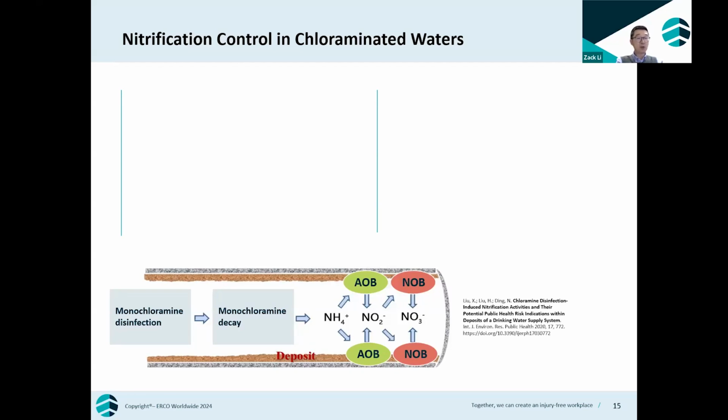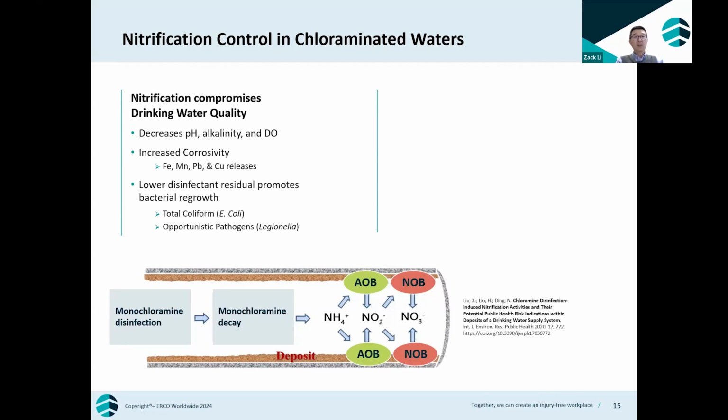Ammonia will sequentially be used by ammonia oxidizing bacteria to produce nitrite, and the nitrite is subsequently used by nitrite oxidizing bacteria to generate nitrate. Both nitrite and nitrate are regulated inorganic contaminants in drinking water, with MCLs at 1 ppm and 10 ppm levels.